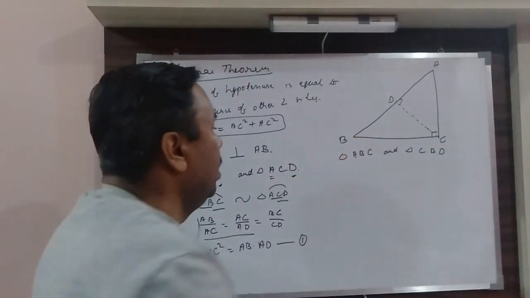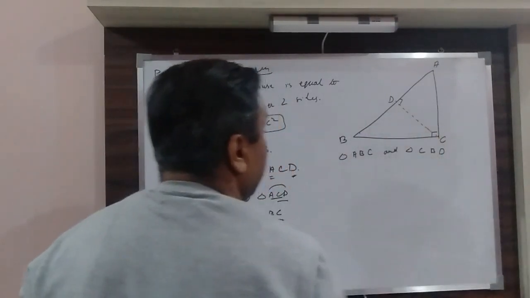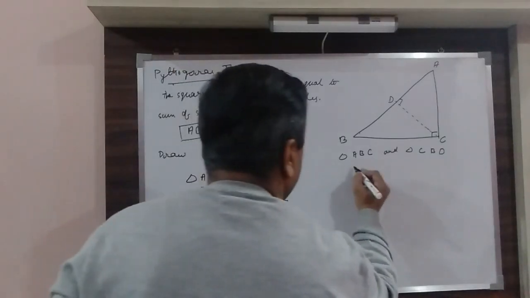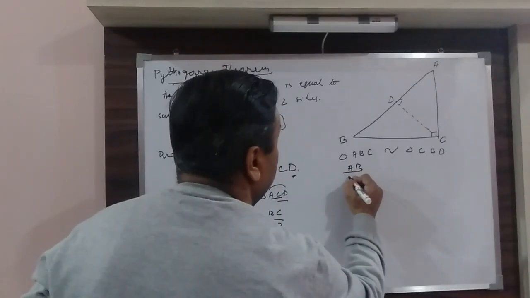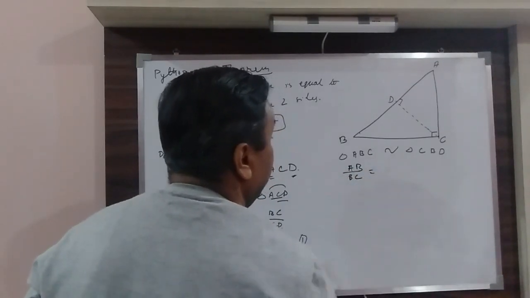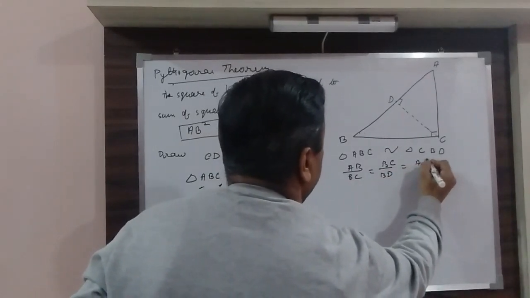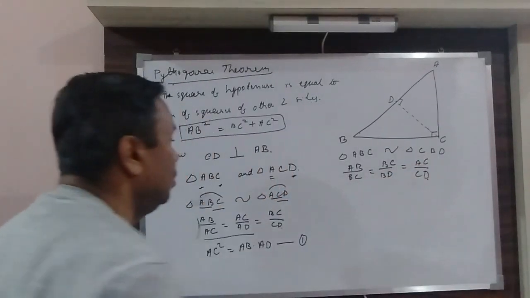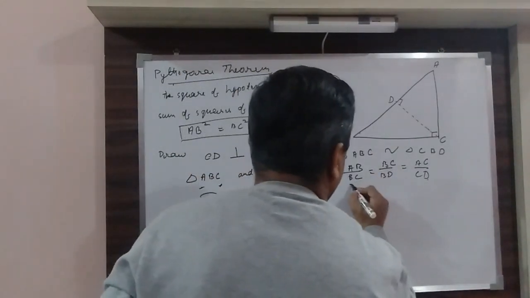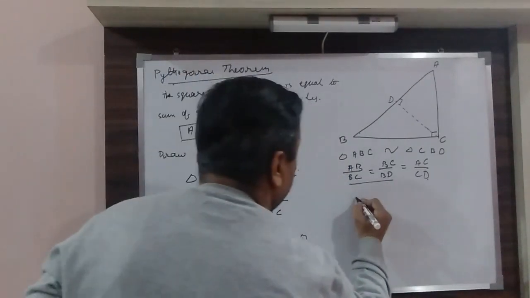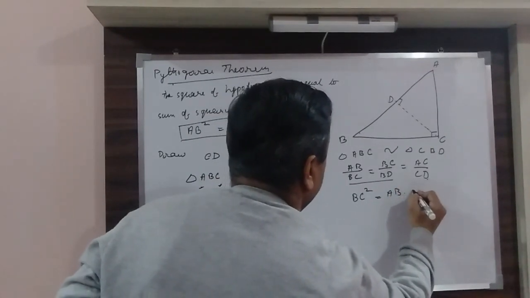Now again here this angle is common, and one angle is 90 degrees. So these are similar. So I can write AB over CB, or BC, will be equal to BC over BD, and that will be equal to AC over CD. Taking the first two, I get BC square is equal to AB multiplied by BD.